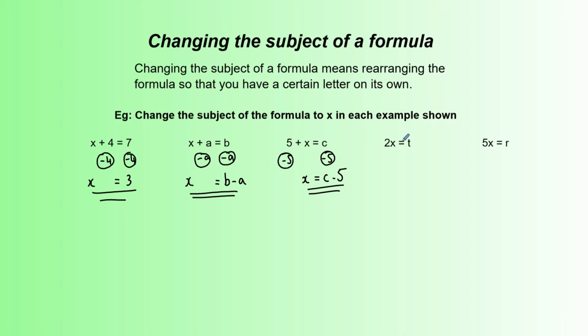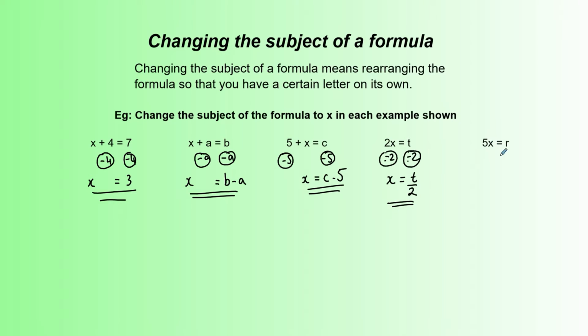Okay, here, same rules as we had with solving equations. So we've got 2x equals t. We want to get the x on its own. The opposite of multiplying by 2 is dividing by 2. So we're going to divide both sides of the equation by 2. And we get x on the left hand side equals t divided by 2. And again, we just write that down. We can't actually carry out any calculation there. So it's t divided by 2. And this is the way we typically write dividing at this level. So x equals t divided by 2.